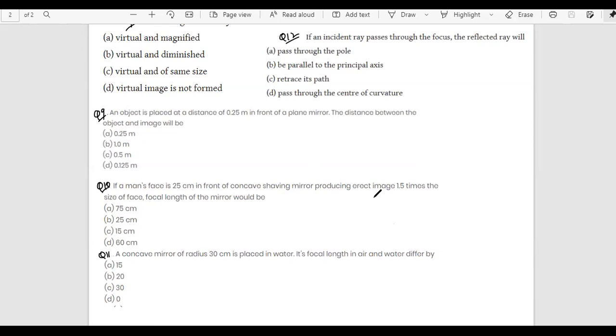So we need to understand this one very thoroughly. We have some formulas. The magnification is equal to V by U. For the mirror, it is minus V by U, the formula.